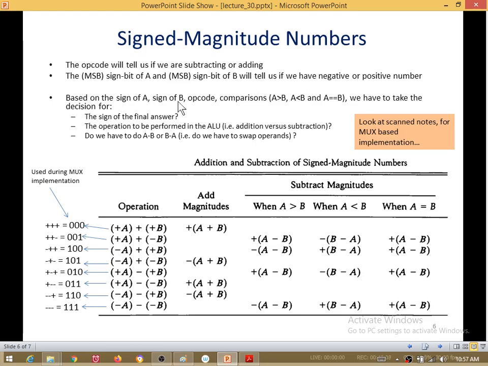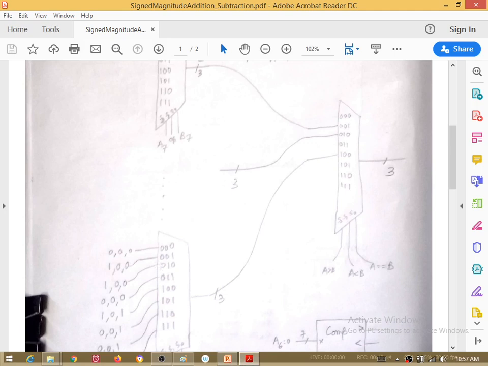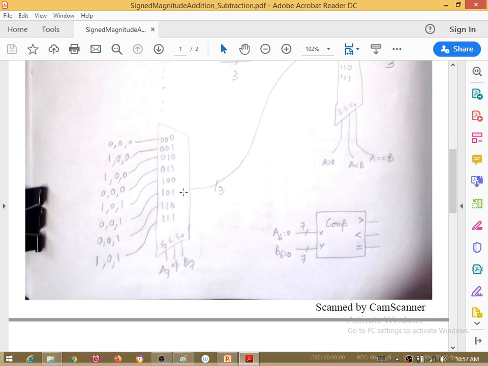What is the sign of A, what is the sign of B, and what is the opcode? Okay, so for that we are going to place one more mux. This is the second level of the mux that we now have. This level of the mux is going to be controlled by A7, opcode and B7, which means A7 is the sign of operand A. Opcode is telling me if I have to add the two numbers or subtract the two numbers, and B7 is telling me the sign of the second operand. So this mux is going to be controlled by these three items: the sign of the two operands and the operation that we want to perform between the two operands.